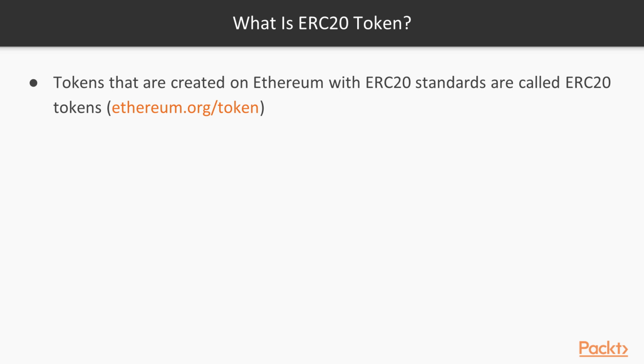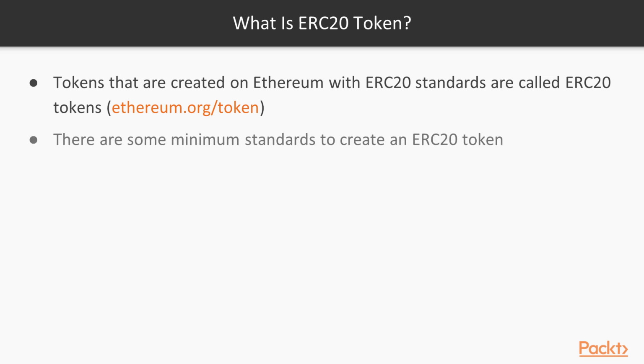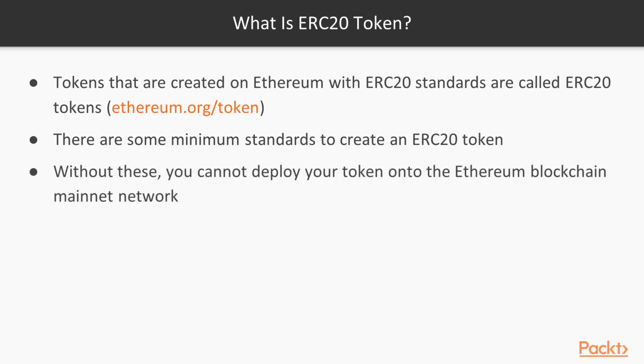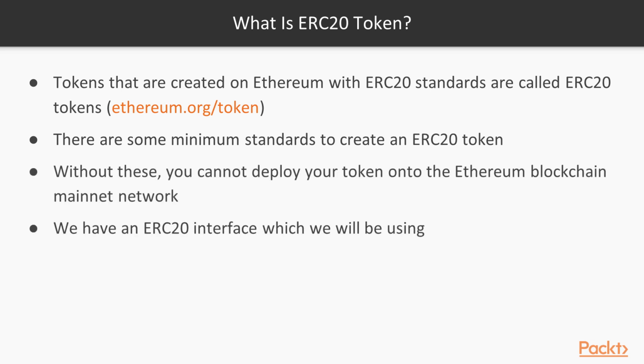We also know from the previous videos that only if we have the functions of the ERC20 standards in our contract, then only can we deploy our ERC20 token contract. These are known as some minimum standards to create the ERC20 token. And to know what all these functions we need to have in our contract, we can go to the ethereum.org/token site. Thus, the conclusion is, without these standards, we cannot deploy the ERC20 token contract.